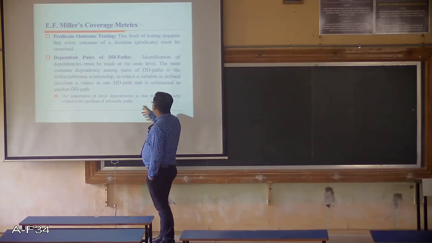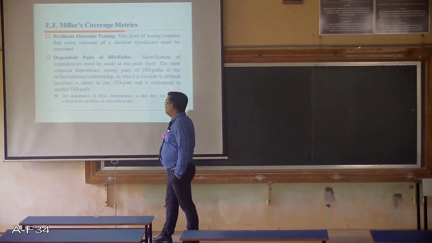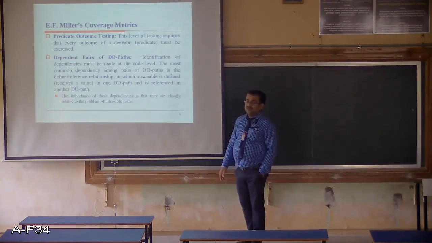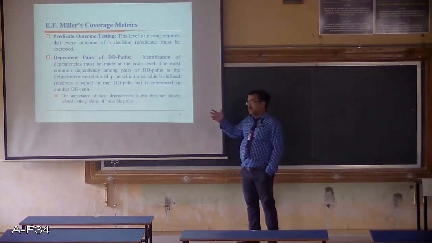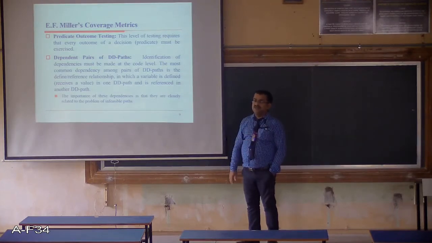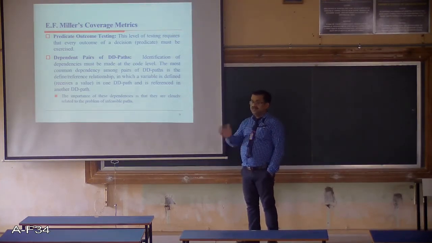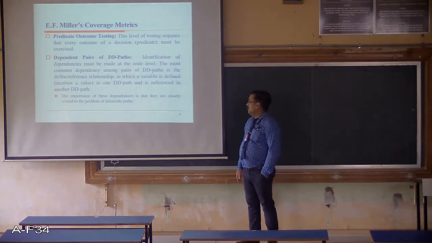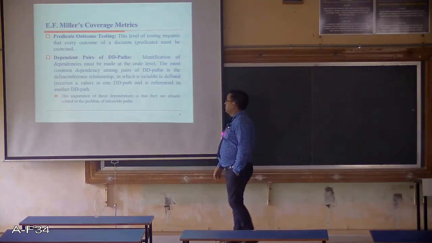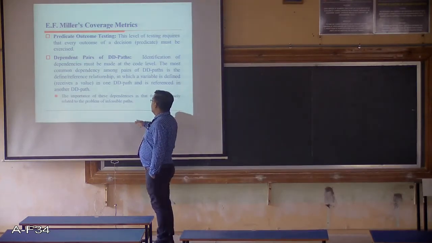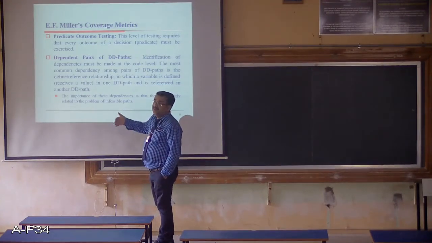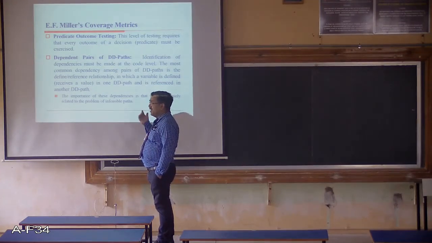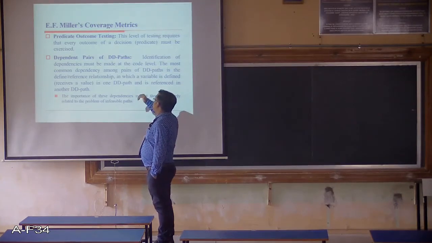One important part of this dependency is that it is closely related to the problem of infeasible paths. In white box testing, one of the biggest problems is the problem of infeasible paths, right? When a set of test inputs does not lead to the testing of a particular path, then it is an infeasible path. The importance of these dependencies is that they are closely related to the problem of infeasible paths. Obviously, infeasible paths arise from the dependencies of these DD paths.